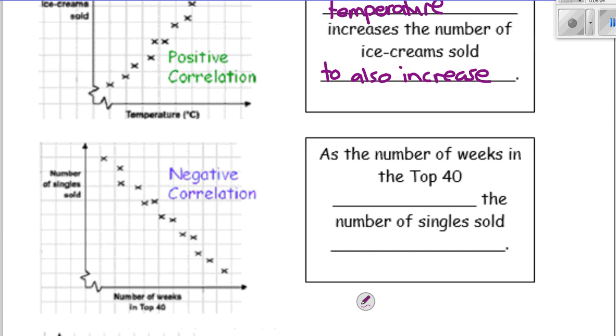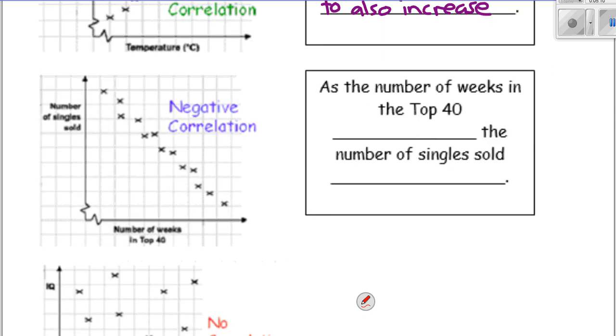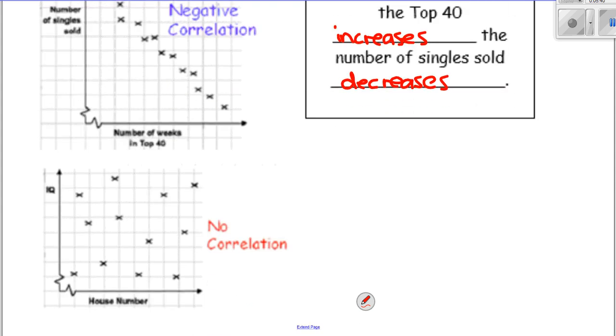Whereas we have negative correlation with the number of weeks in the top 40 for a song and the number of singles sold. Notice going from left to right, the number of weeks in the top 40 increases. So as the independent variable increases, the number of singles sold decreases for a negative correlation, as opposed to above, where as one increases, it causes the other to increase as well. With negative correlation, as one increases, the other one will decrease as you go from left to right on the graph. No correlation, in this last example, is just a random scattering of coordinates.